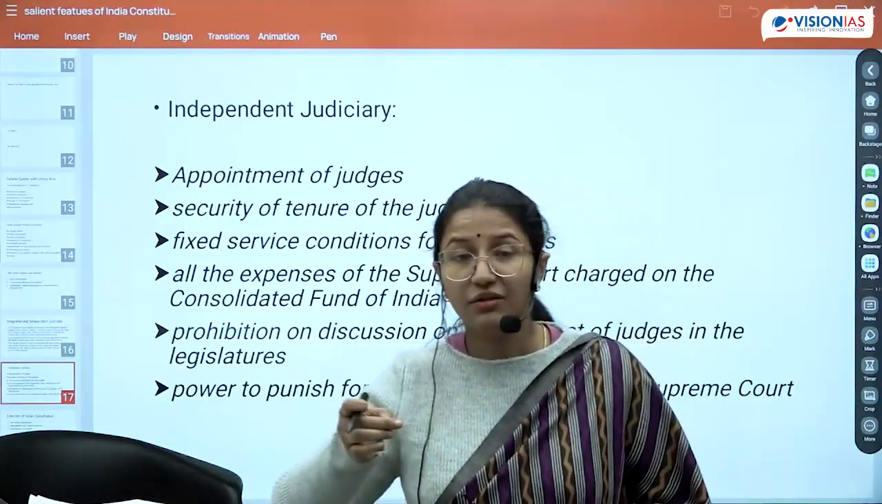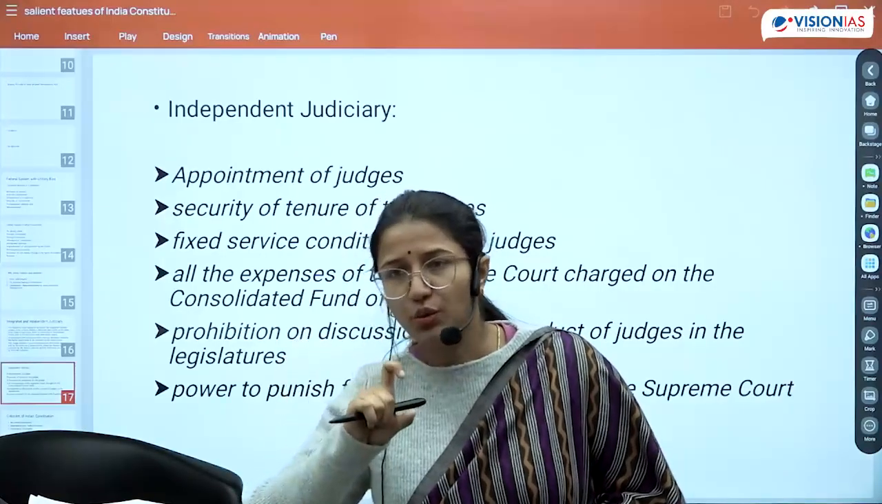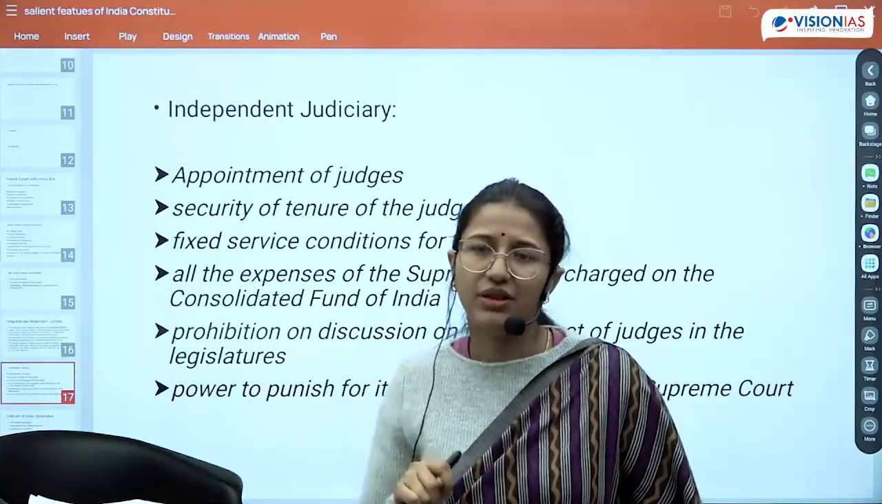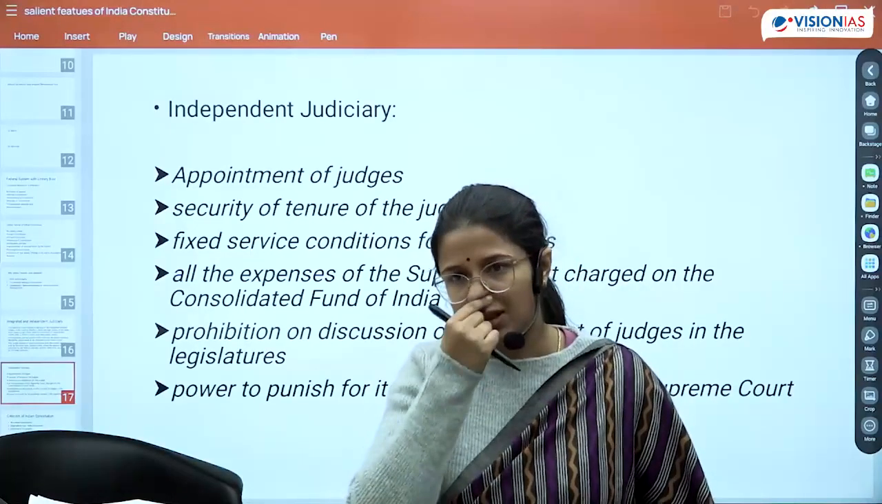Now, judicial review क्या है? Doctrine of checks and balances. It is a means through which the judiciary is exerting a check on other branches of the government. It is not a means for its own independence.